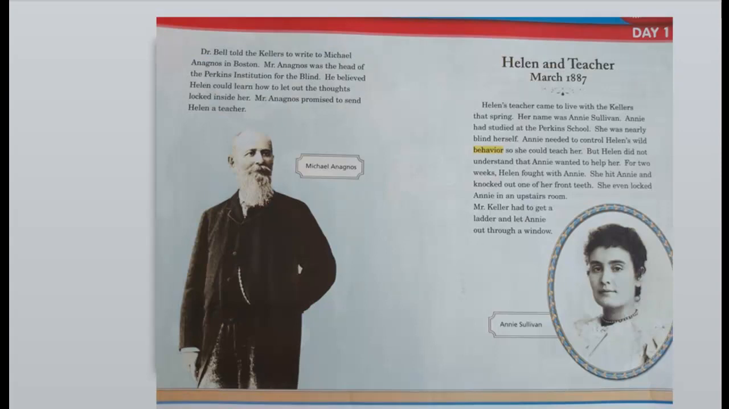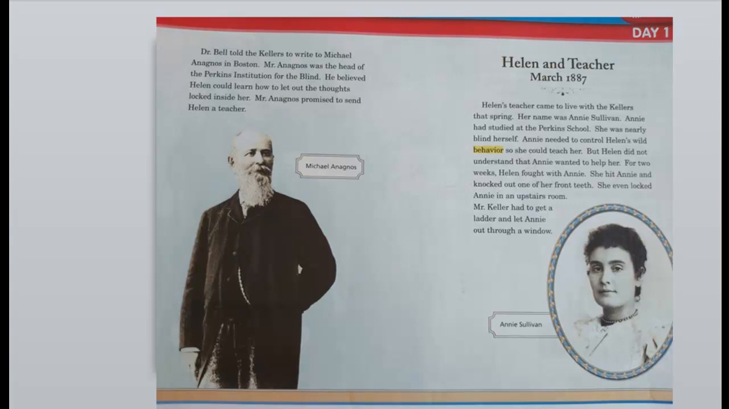Dr. Bell told the Kellers to write to Michael Anagnos in Boston. Mr. Anagnos was the head of the Perkins Institution for the Blind. He believed Helen could learn how to let out the thoughts locked inside her. So who believed that Helen could learn how to let out the thoughts locked inside her? Who? Yeah, Dr. Bell. That's why he told the Kellers to write to Mr. Anagnos in Boston, the head of Perkins Institution for the Blind. Okay, now let's go on.